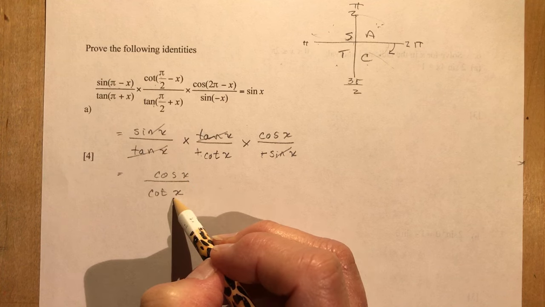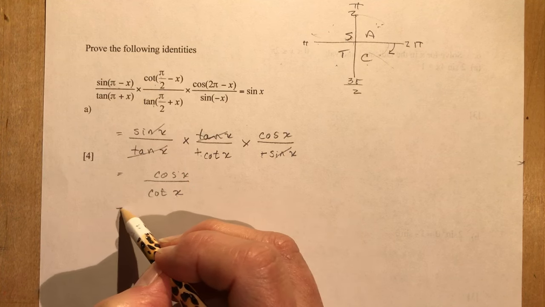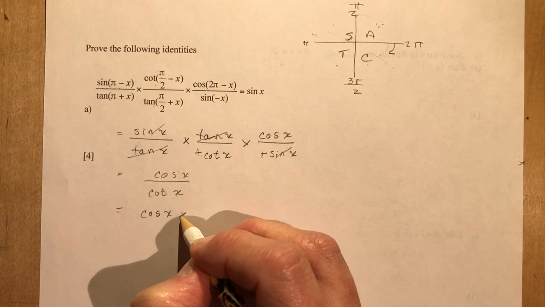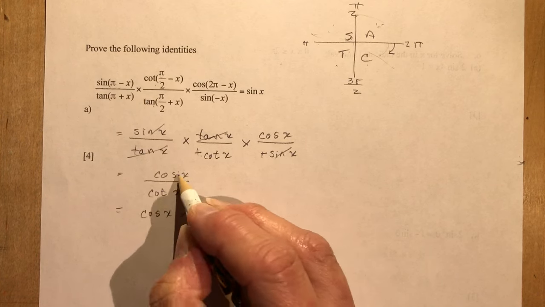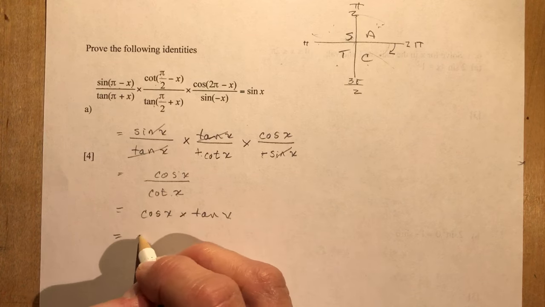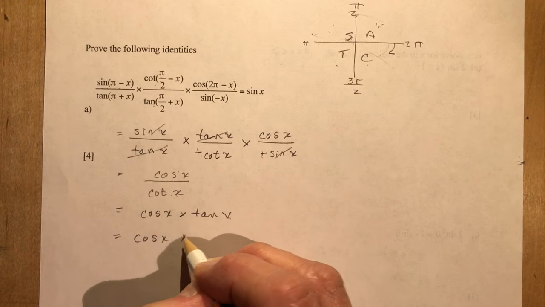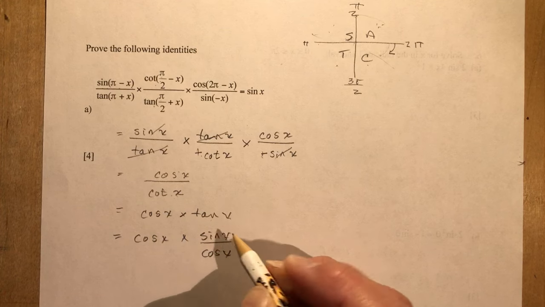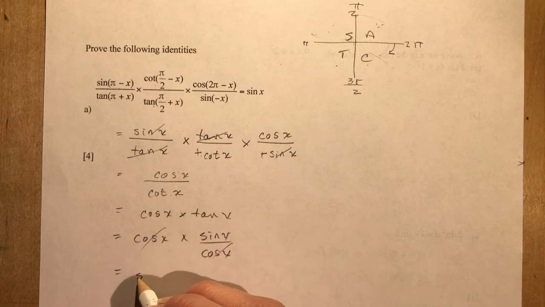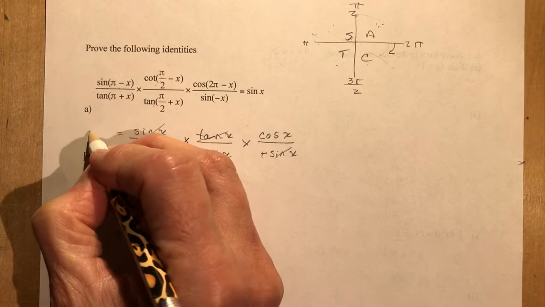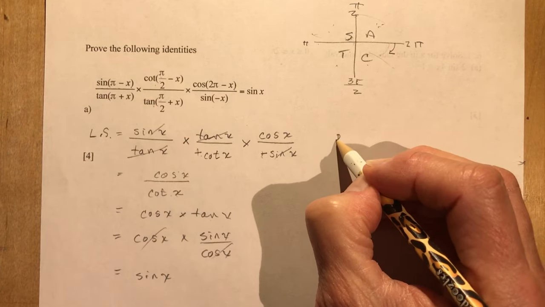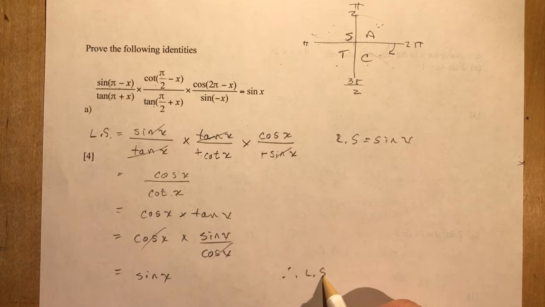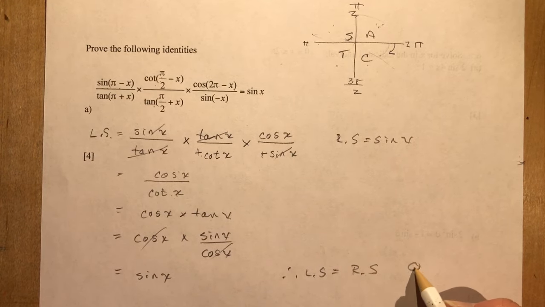And 1 over cotangent x is just the tan. Let me show you first: so this is like this, right? 1 over cotan is tan. So cos x times tan x. Tan is sine x over cos x. And look at that, we end up with sine x. Now I should have started by saying left side and right side, and then you'd say left side equals right side, QED.